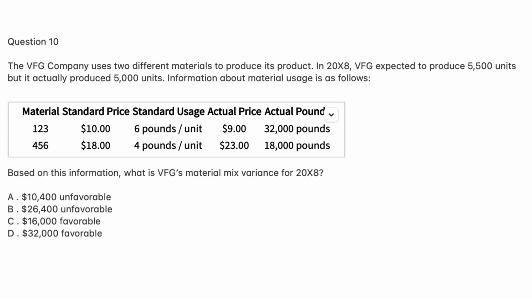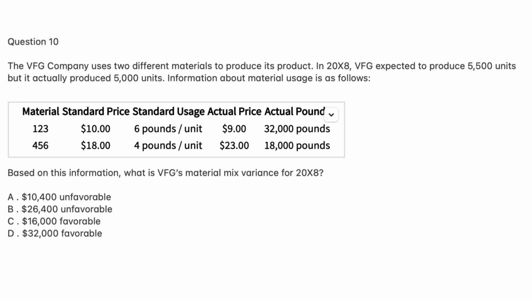The VFG company uses two different materials to produce its product. In 20X8, VFG expected to produce 5,500 units, but it actually produced 5,000 units. Information about material usage is as follows. Based on this information, what is VFG's material mix variance for 20X8?